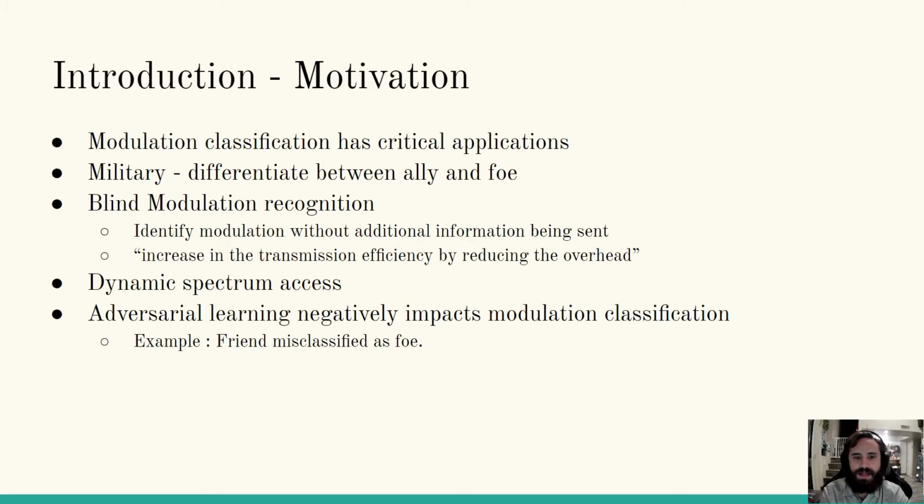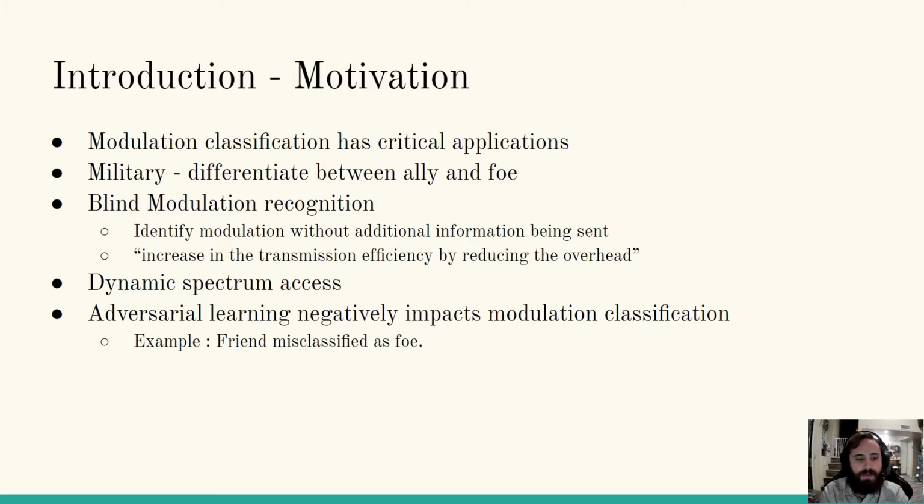Modulation classification has lots of different applications. For example, in the military, you may want to differentiate between ally and foe by classifying their signals. Or in the case of blind modulation recognition, where you want to identify what the modulation format is without the transmitter Alice telling Bob what the modulation format is. So you can actually save some time and just transmit more data instead of an overhead. And in dynamic spectrum access, sometimes there may be a busy channel and you get less bandwidth, so you have to use a different modulation format that uses less bandwidth.